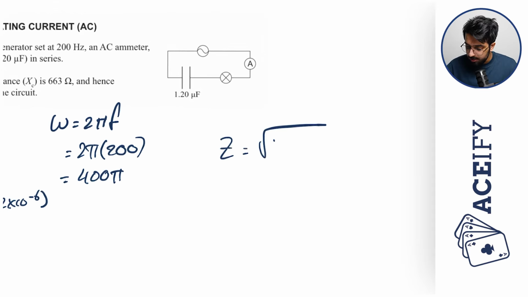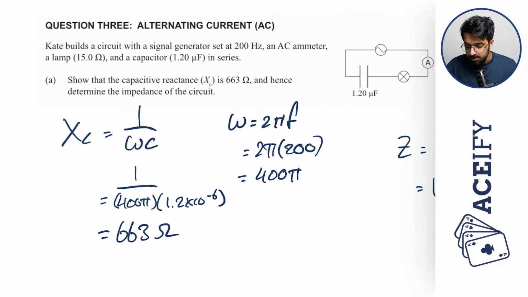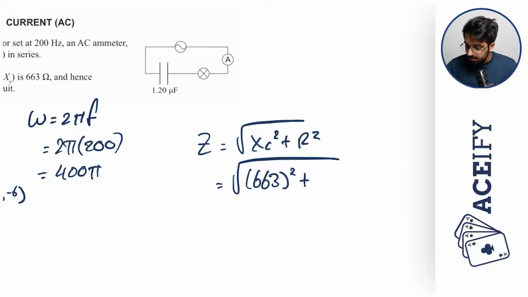Alright, and so therefore we can find our total impedance by using Z is equal to the square root of Xc squared plus R squared. And obviously this equation comes from us doing vector addition of our phasor diagram, okay? And so this is equal to the square root of 663 squared plus our R squared, which is just the resistance of the lamp, because for all intents and purposes, a lamp acts pretty much the exact same as a resistor in terms of our calculations, okay? And so that's 15 squared. And this equals 663.32 ohms. There we go.